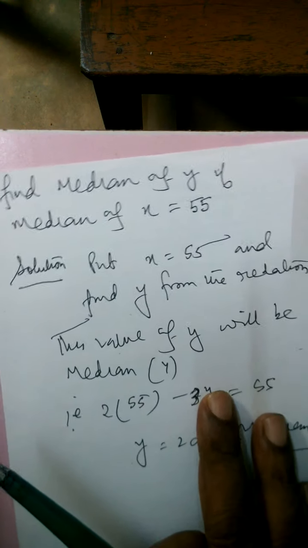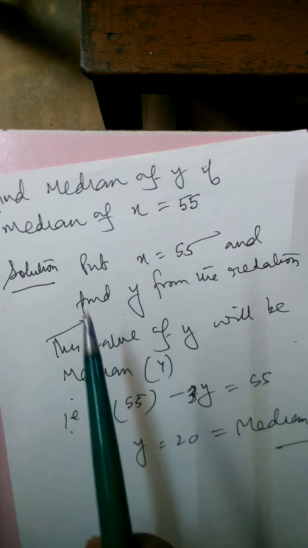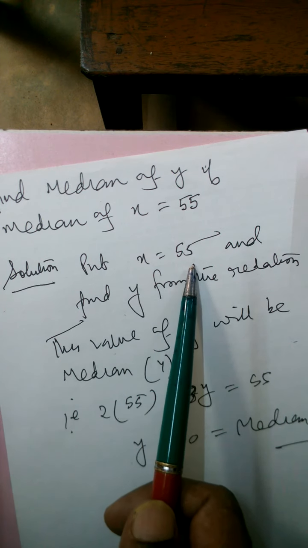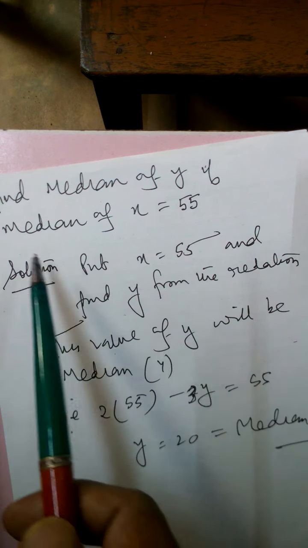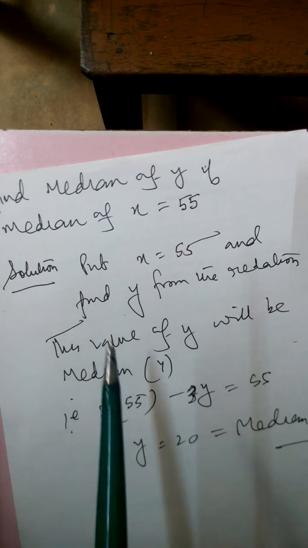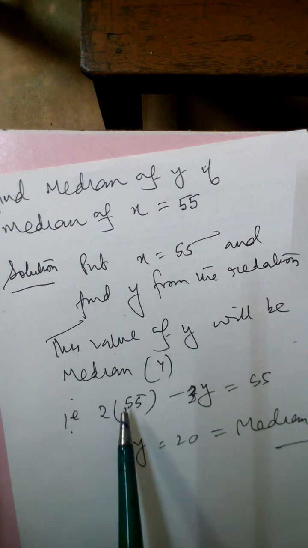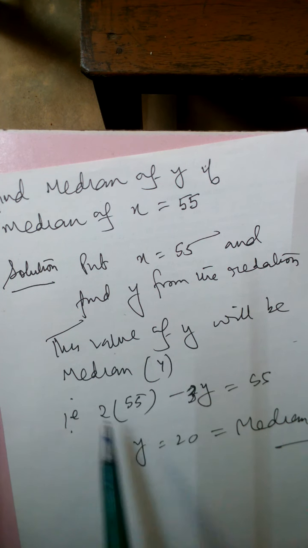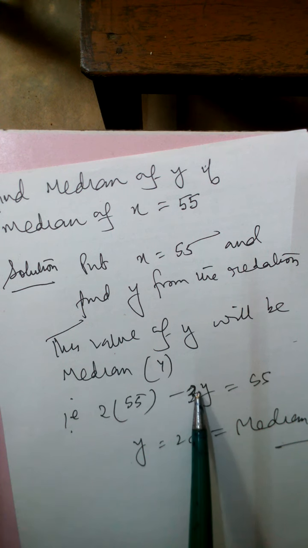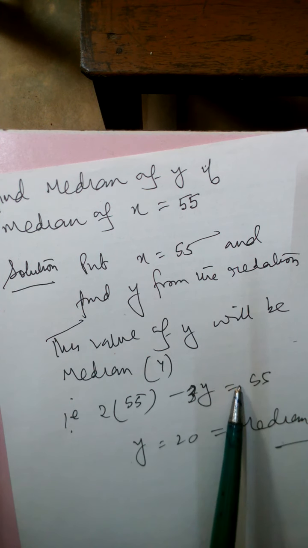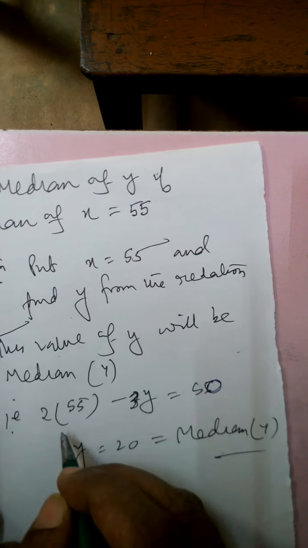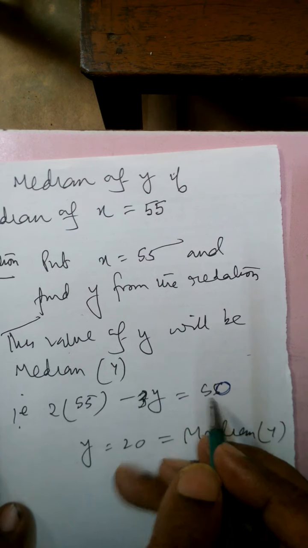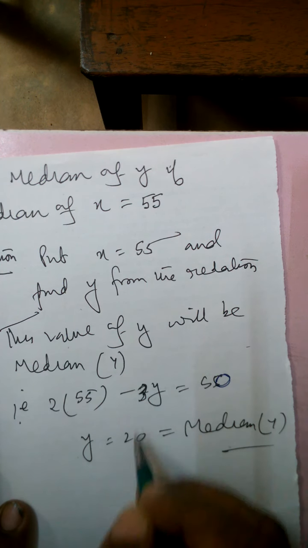So what we will do? Very simple task. X is equal to 55 is not right. The median of x is 55. I told you, putting and getting. What is putting and what is getting? Putting the value of x is equal to 55. This is the median of x, 55. That means x is equal to 55. So when you put x is equal to 55 here, 2x means 2 into 55, minus 3y is equal to 50. 110 minus 50 is 60, divided by 3 is 20.